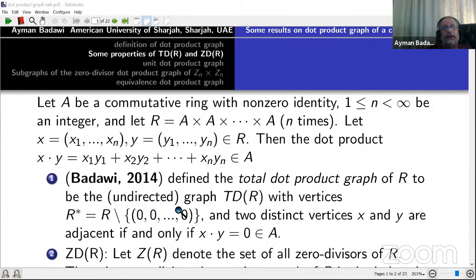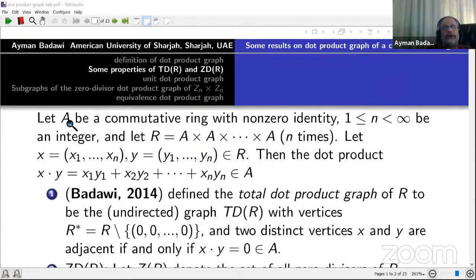You take your ring A to be commutative with non-zero identity, and you take R to be n copies of A. And R will be A cross A cross A cross A, n times. And if we take 2 elements, X and Y.